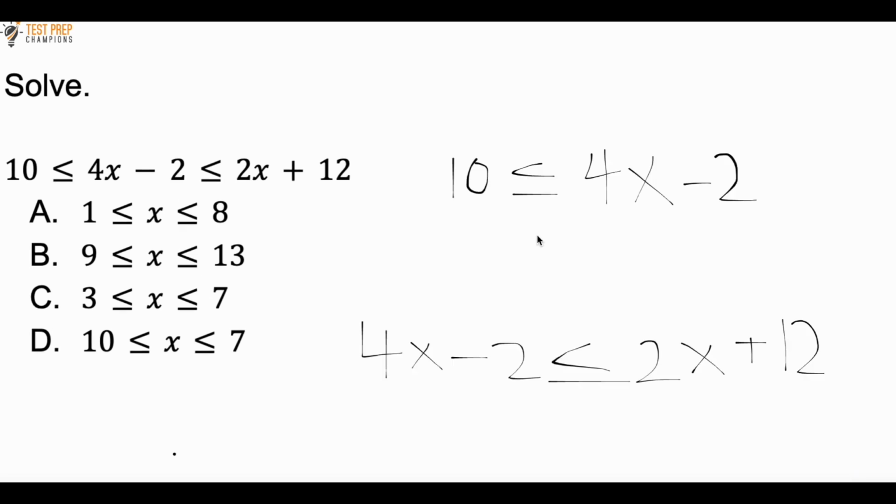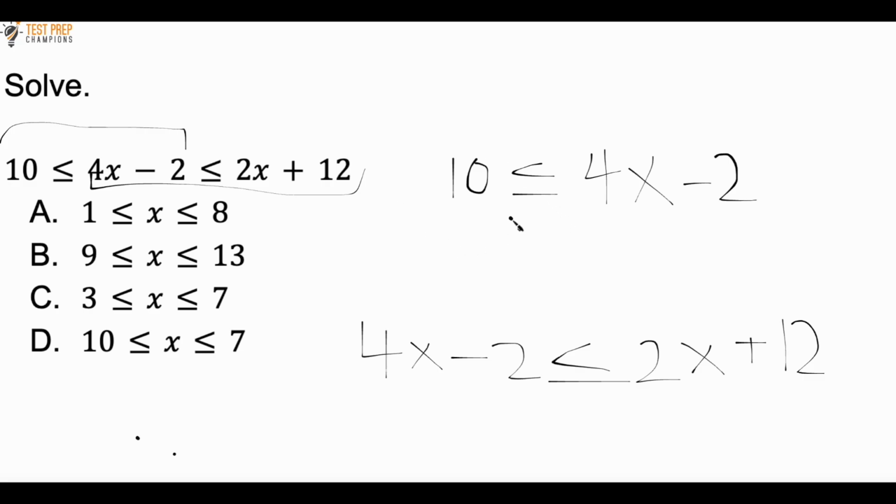So to approach this question, I recommend breaking it into two separate pieces, right? So I took the 10 is less than or equal to 4x minus 2, and I rewrote that here as a separate case. And then I also wrote 4x minus 2 is less than or equal to 2x plus 12 down here as its own case. So I'm going to deal with each one separately here, and then I'm going to put the result together. And if you're not sure what I mean, absolutely no worries, because it hopefully will make more sense as I work through it here. But the first step here to handling a compound inequality question is to just break it up like this.